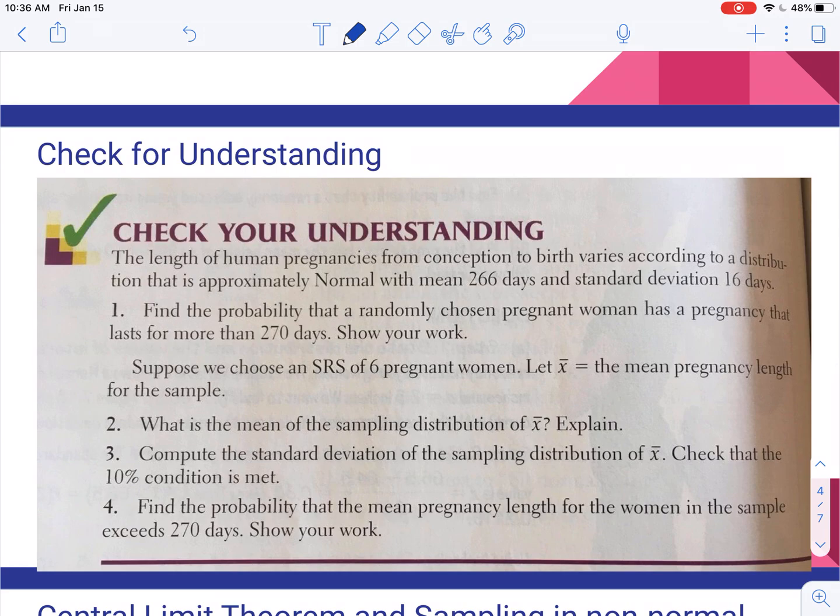So let's go ahead and look at this and check for understanding. The length of human pregnancies from conception to birth varies according to a distribution that is approximately normal, with a mean of 266 days with a standard deviation of 16 days. Find the probability that a randomly chosen pregnant woman has a pregnancy that lasts for more than 270 days.